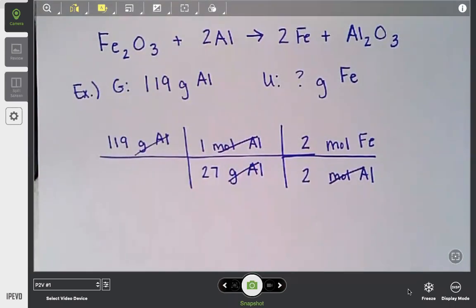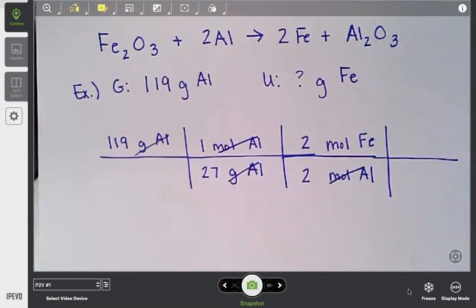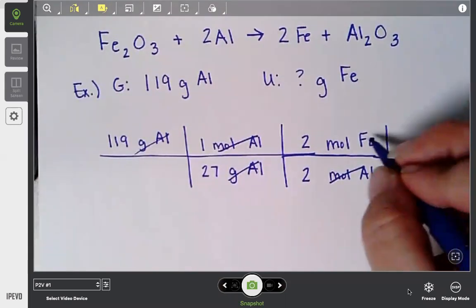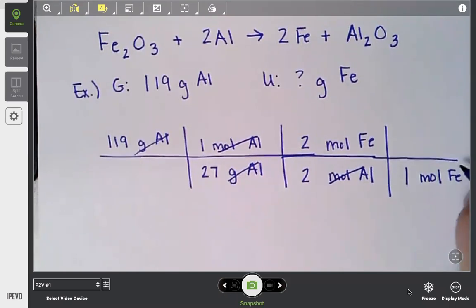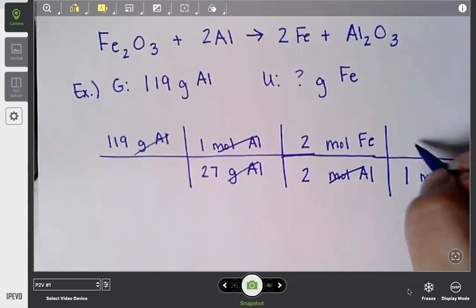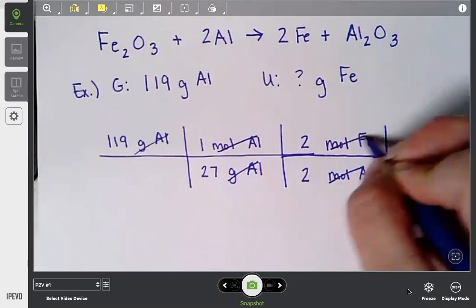Now, if I stopped right here, I have moles of iron. I don't want moles of iron. I want grams of iron. And the only way you can go from moles to grams is to utilize the molar mass. Since I have moles here, I've got to have moles here. And if this is molar mass, it's the mass of 1 mole. And then is it 55 or 56? 56. 56 grams of Fe up here at the top.